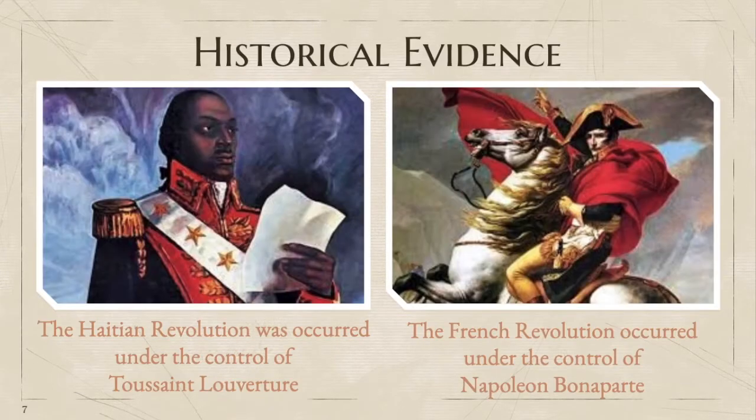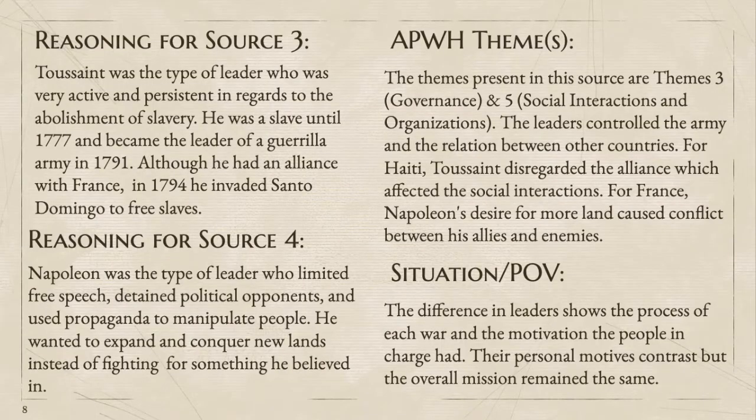One of the reasons why the two revolutions differ so greatly is because of the leaderships they had. The Haitian Revolution was under the control of Toussaint versus the French Revolution, which was under the control of Napoleon. Toussaint was a type of leader who was very active and persistent in regards to the abolishment of slavery. He was a slave himself until 1777 and became a leader of an army in 1791. Although he had an alliance with France, in 1794 he invaded Santo Domingo to free slaves, which inevitably broke the alliance. Napoleon, however, was a type of leader who limited free speech, detained political opponents, and used propaganda to manipulate people. He wanted to expand and conquer new lands instead of fighting for something he believed in.